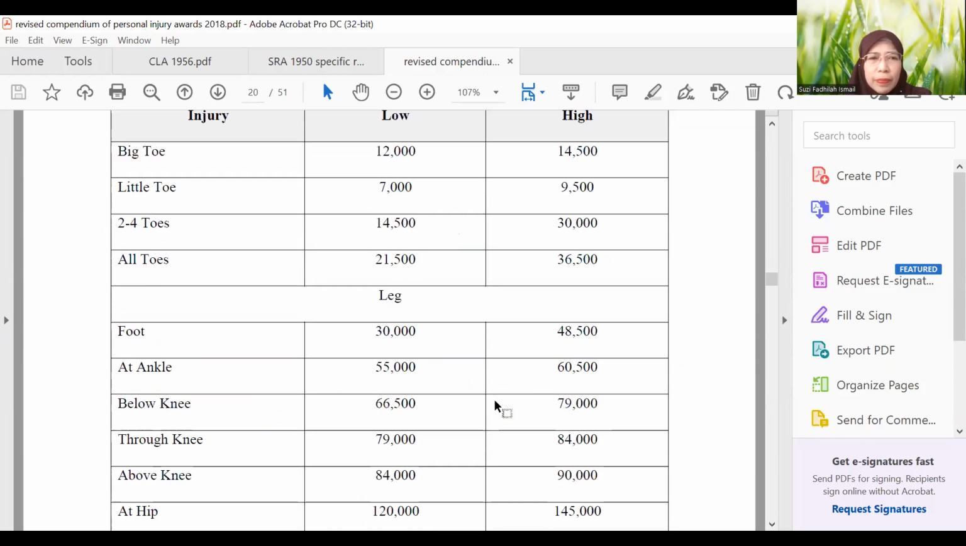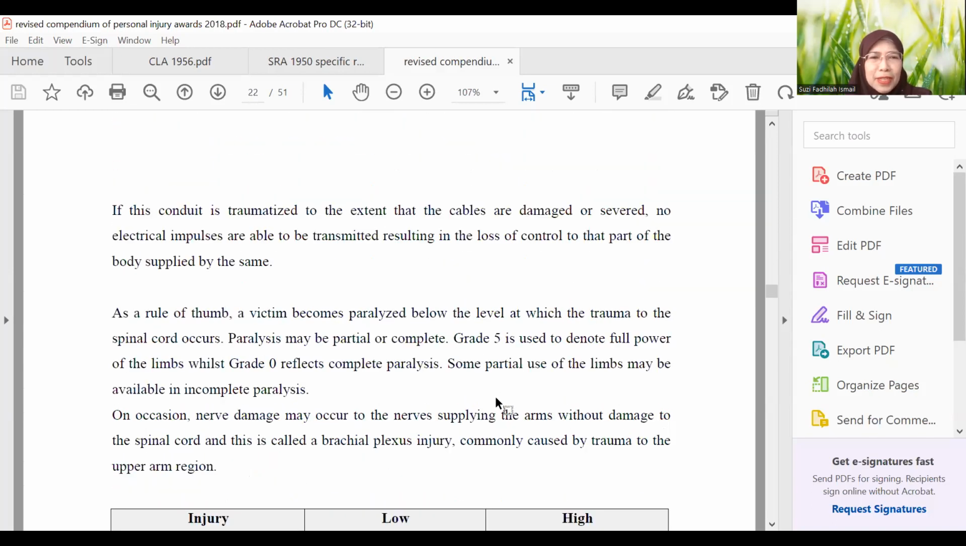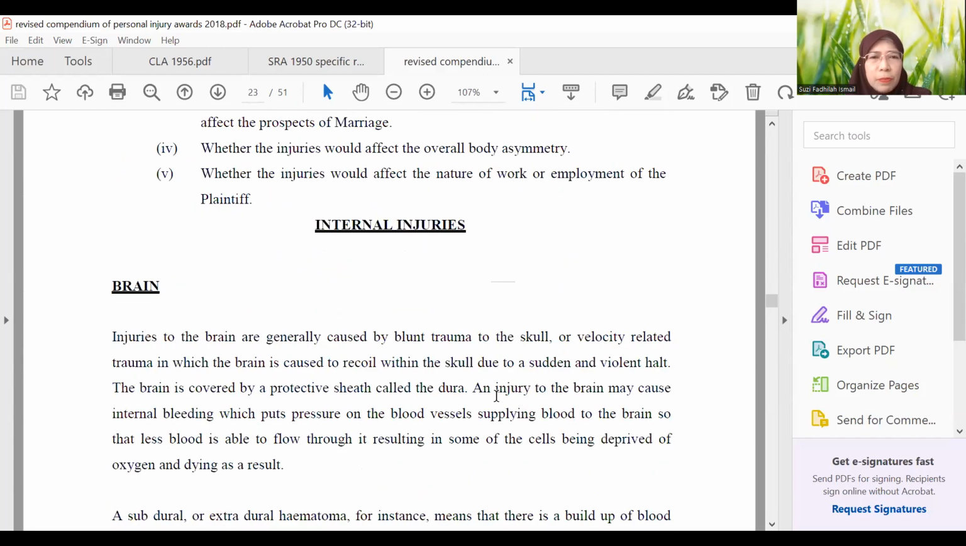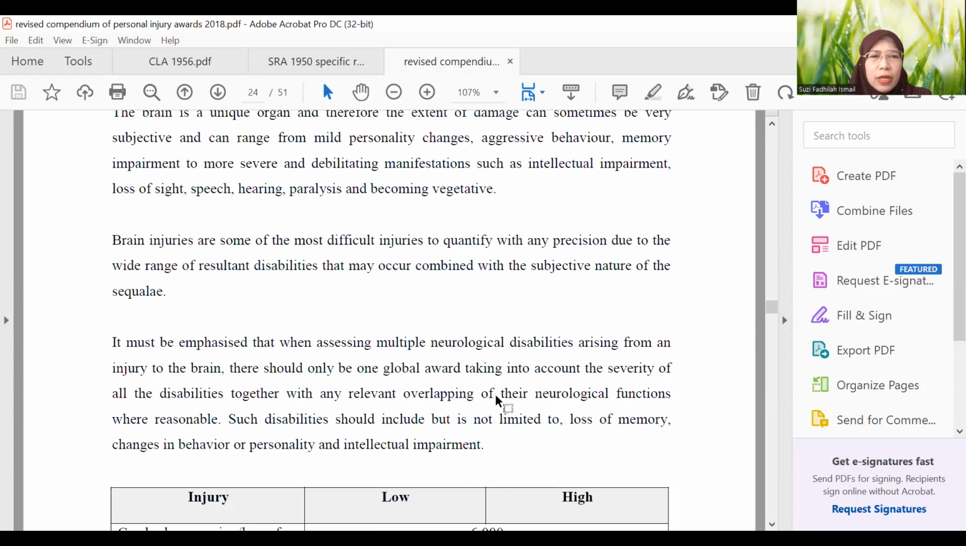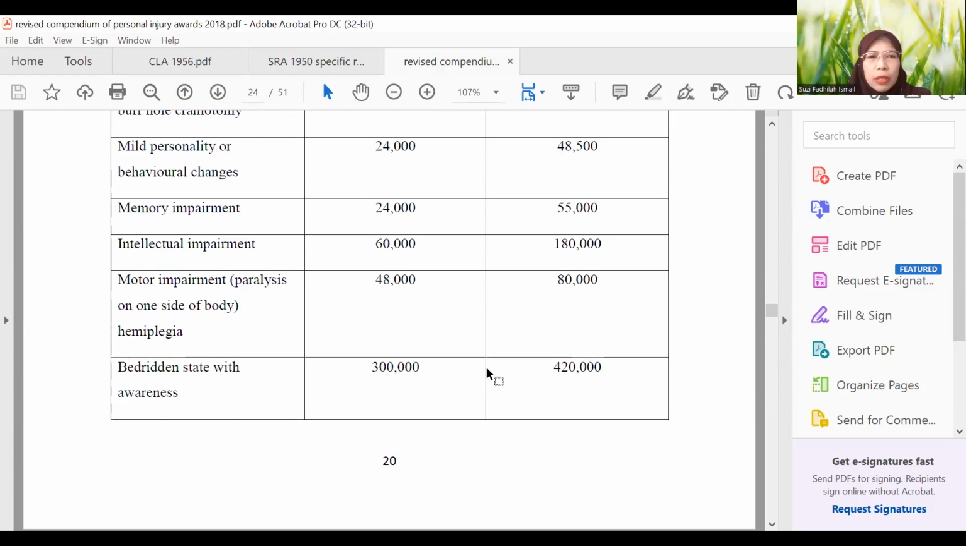It even has compensation for private organs, actually. Okay, body, you can have a look later. This is brain, internal injuries, brain. So for injury to the brain, for example, bleeding of the brain or whatever, injury to the brain, this is all the amount here.